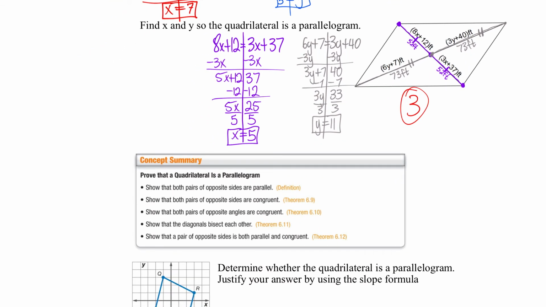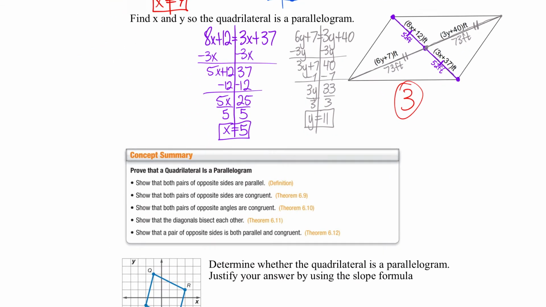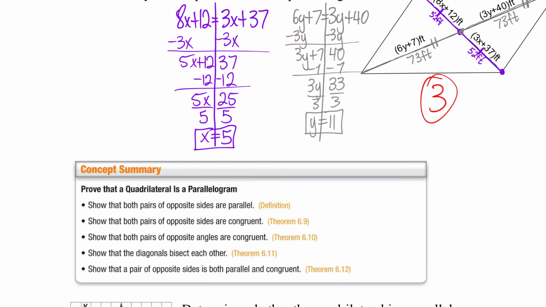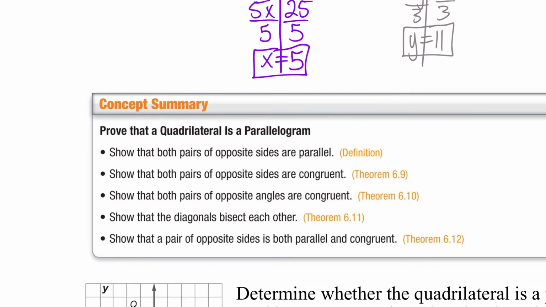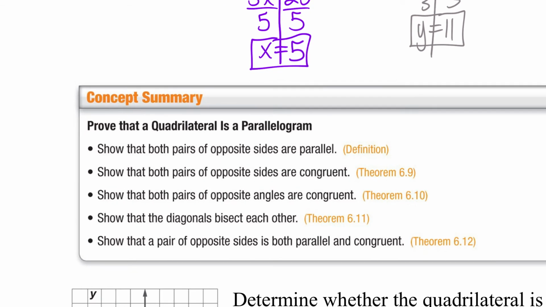Okay, so we looked at 4 ways to prove that something is a parallelogram, but there's other ways to do that. Another way is by just using the definition of what a parallelogram is, based off of the actual word: a parallelogram having parallel sides. So we're going to show that both pairs of opposite sides are parallel.